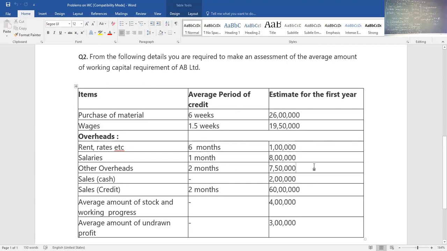Again, outstanding expense. And other overheads, when you say other overheads, it can be your administrative expense, operating expense, selling and distribution expense, all these. So all these other overheads come to around 7,50,000, wherein you have a duration to pay of 2 months. So again, this is a current liability.